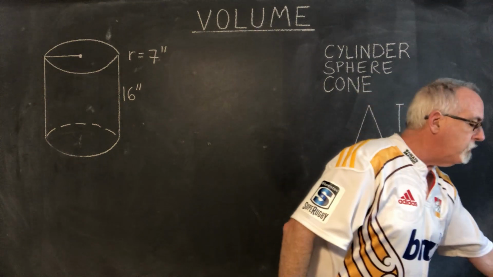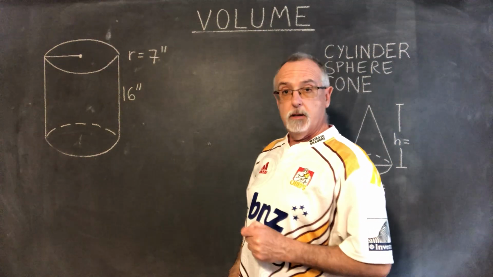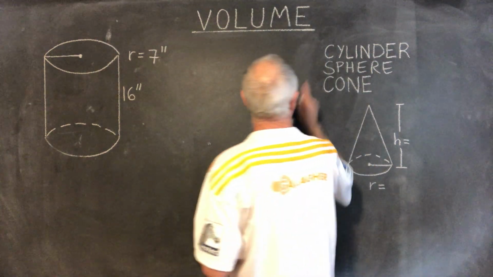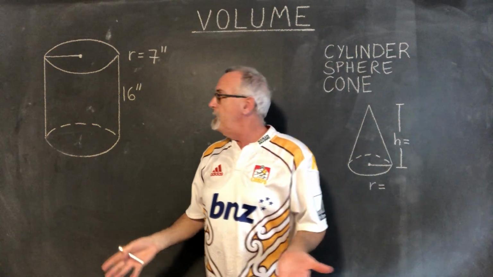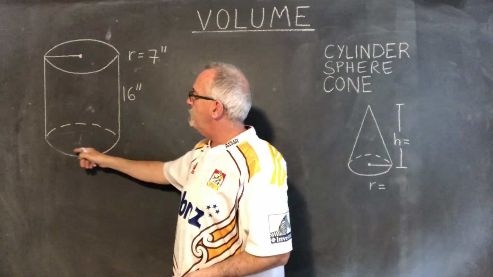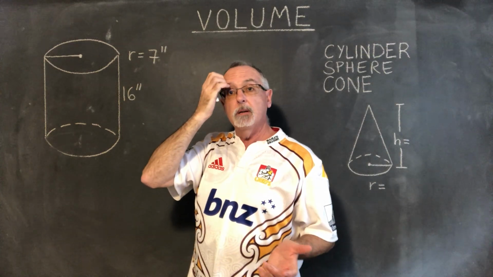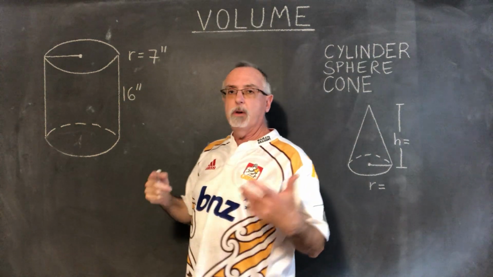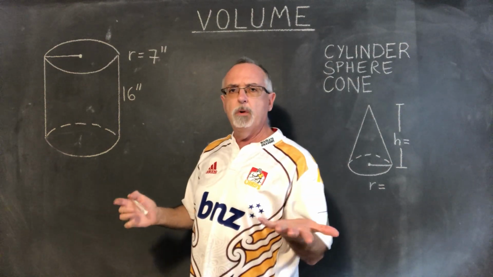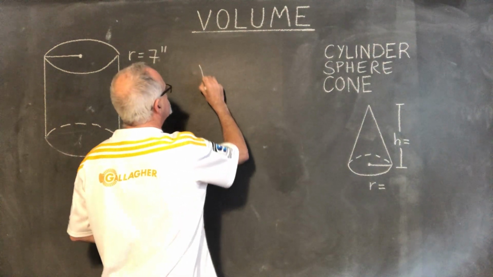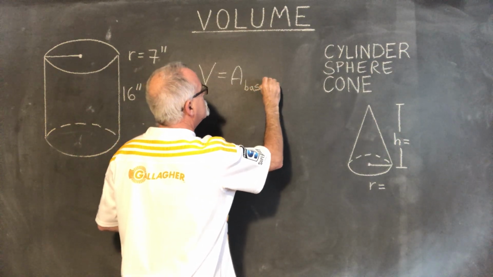The volume formula for the cylinder, that's what we're going to start with. So there's a cylinder. A cylinder is a prism. It's the only one of these three shapes that is a prism, and it is a circular prism, because the circle at the bottom is the same size and shape as the circle at the top. That makes it a prism, and therefore the volume formula for any prism should apply. And what would that be? The volume formula for any prism is volume equals area of the base times the height.